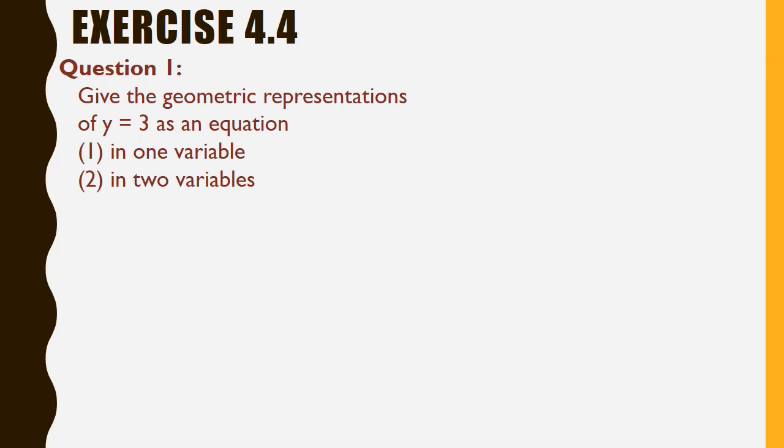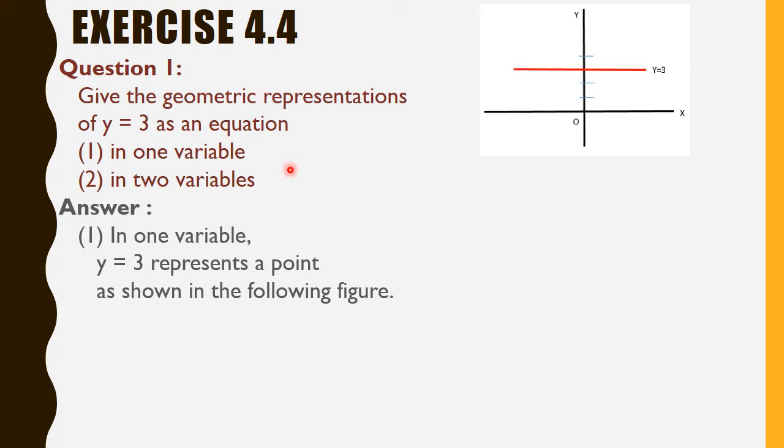Hello class 9. Let's solve the first question of exercise 4.4 of linear equations in two variables. It says: give the geometric representation of y equals 3 as an equation in one variable. We have already done it in the previous class where we dealt with linear equations in one variable. So in one variable, y equals 3 represents a point as shown in the figure.